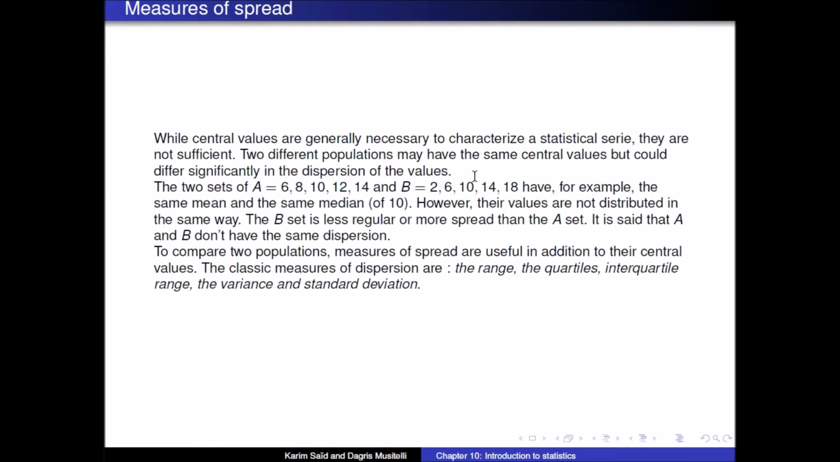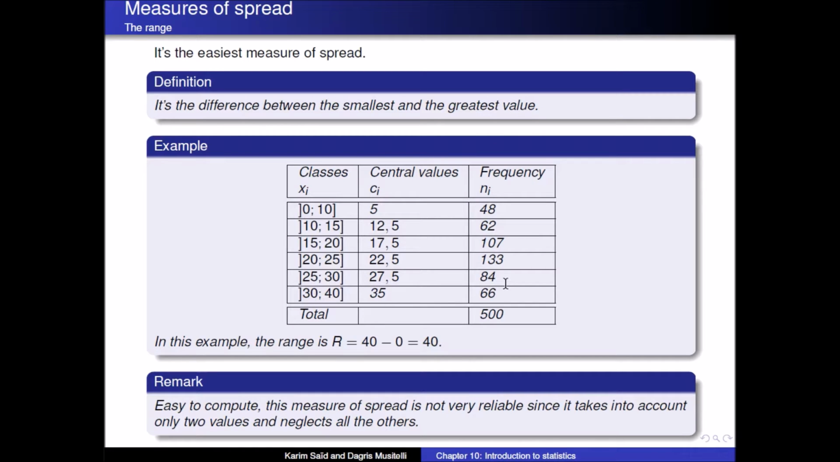So we now want to be able to quantify, to determine the dispersion, the spread of the values. And the classic measures we're going to learn together are the range, the quartiles, the interquartile range, the variance, and the standard deviation. Let's start with the easiest one.